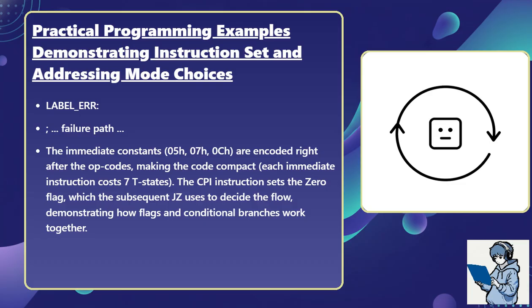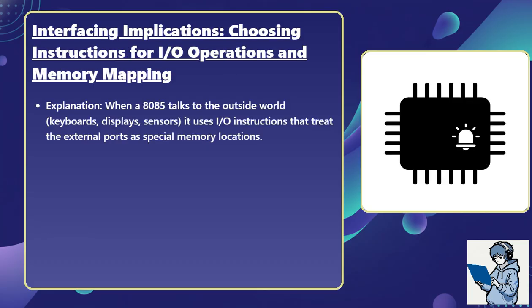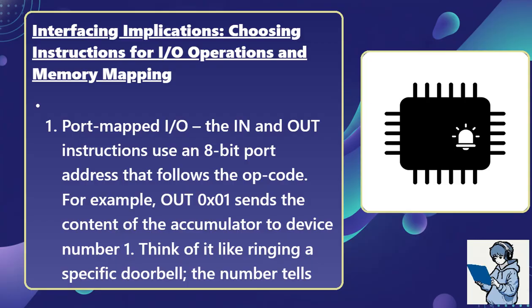Explanation: when an 8085 talks to the outside world, keyboards, displays, sensors, it uses I/O instructions that treat the external ports as special memory locations. There are 2 main ways to address them. 1. Port mapped I/O. The IN and OUT instructions use an 8-bit port address that follows the opcode. For example, OUT 01H sends the content of the accumulator to device number 1. Think of it like ringing a specific doorbell. The number tells the processor which house, device, to talk to.